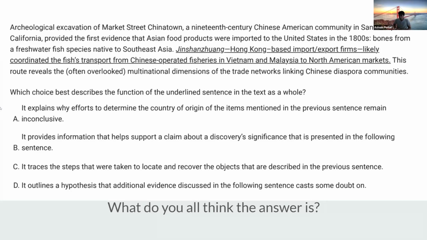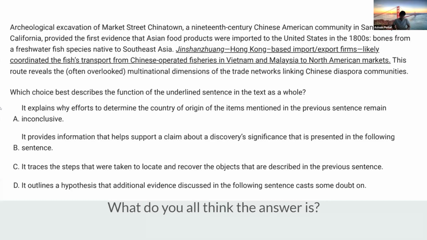So nowhere does it say that the country of origin of the items mentioned, which is the Asian food products and the fishes, really remains inconclusive. They say directly that they're from Chinese operated fisheries in Vietnam and Malaysia. So they do say likely, but it doesn't really remain inconclusive, and it's not really the main focus of it. So it doesn't really make much sense. So we discard A. Now let's take a look at C.